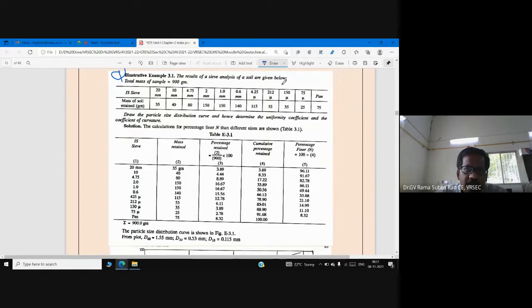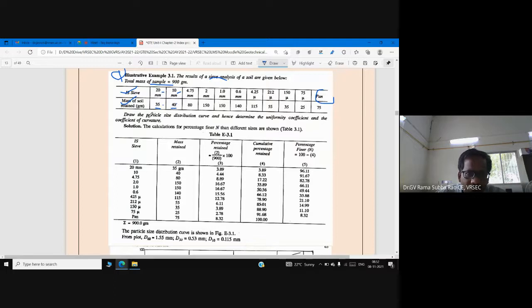The results of sieve analysis are given below, along with the mass of the soil sample taken for conducting sieve analysis, which we also call grain size analysis. These are the sieves and the mass of soil retained on each sieve. So for the 20 mm sieve, 35; for the 10 mm sieve, 40; like that you see. We have data from 20 mm to 75 micron, and the last one is pan. For each sieve, the mass of soil retained is given.